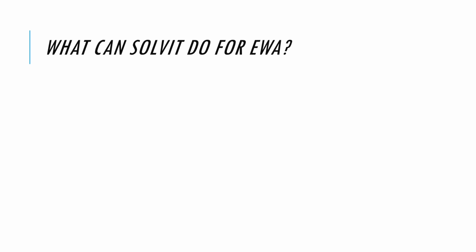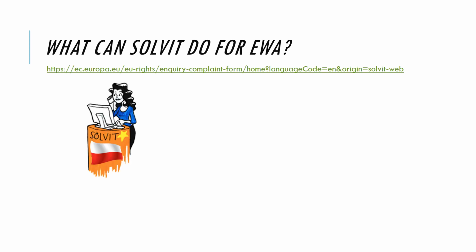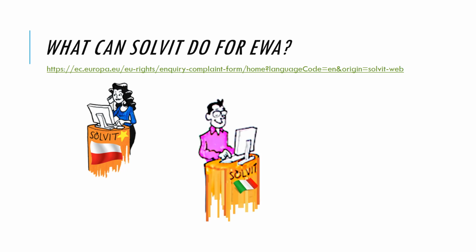How can SOLVIT intervene in Eva's case? Eva can raise a complaint directly with SOLVIT by using the online complaint form. After submitting her complaint, she should then be contacted by her home SOLVIT center within about a week. As Eva is a Polish national, this will be the Polish SOLVIT center. The home SOLVIT center will then review Eva's complaint to make sure it concerns EU law and involves a national authority. The home center will then contact the SOLVIT center in the country where the problem occurred, called the lead center. In Eva's case, the lead center is the Italian SOLVIT center.